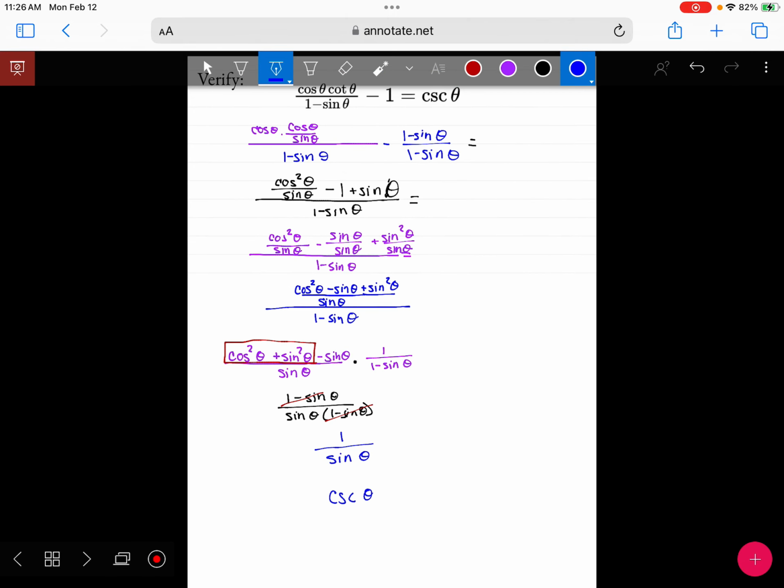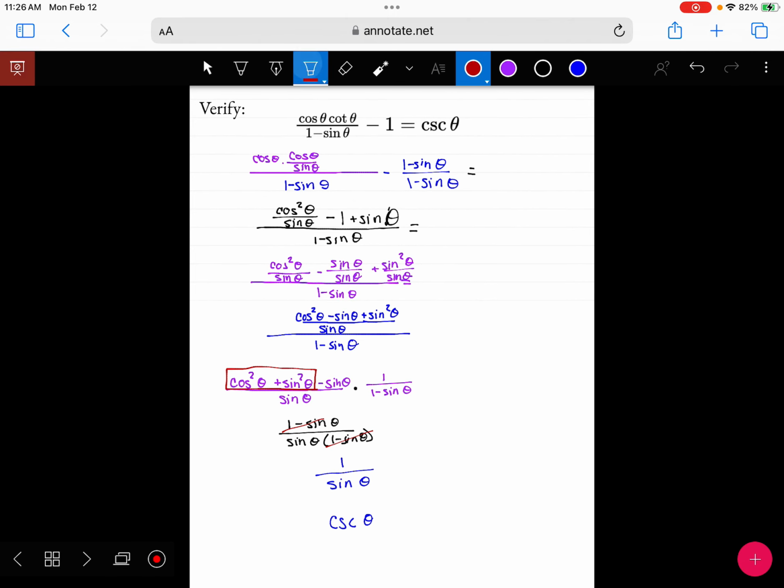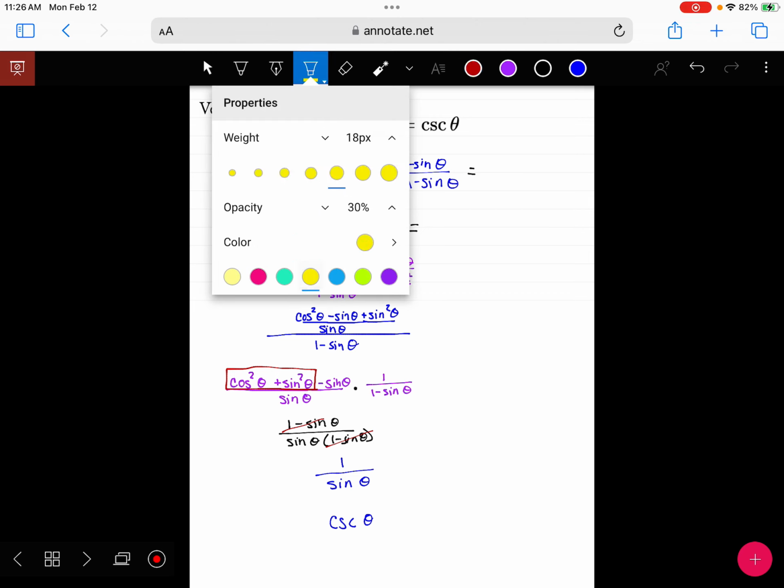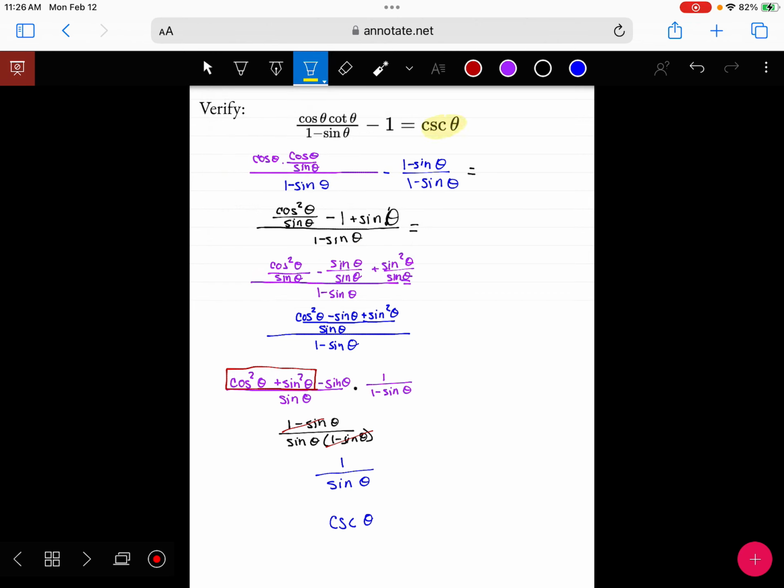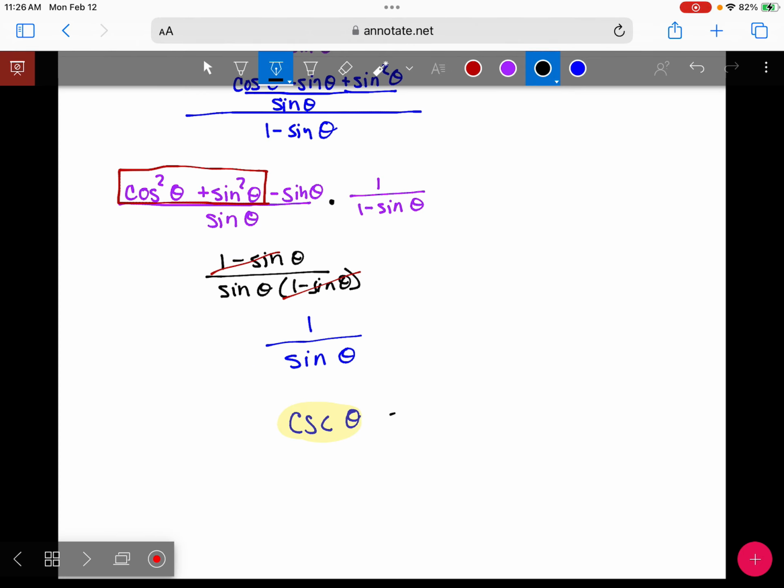And what we have is way back at the beginning, all the way up at the top, that was our whole goal. Our whole goal was to get this to equal cosecant theta, and we just did. So we have now here our cosecant theta equals cosecant theta. And we have proved that the left side equals the right side.